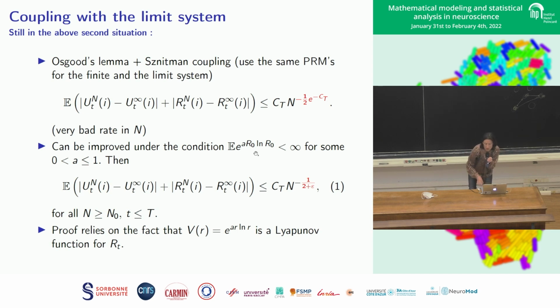We can improve that a little bit if we suppose a little bit more than exponential moments initially for R_0. If there's a little bit more, like this, then I can improve that to something which is almost the best weight, which is almost 1 over square root of n. Good. This relies actually on the fact that in this case, we can show that this function here is a Lyapunov function for the residual calcium, such that we have moments uniformly over time for the residual calcium.